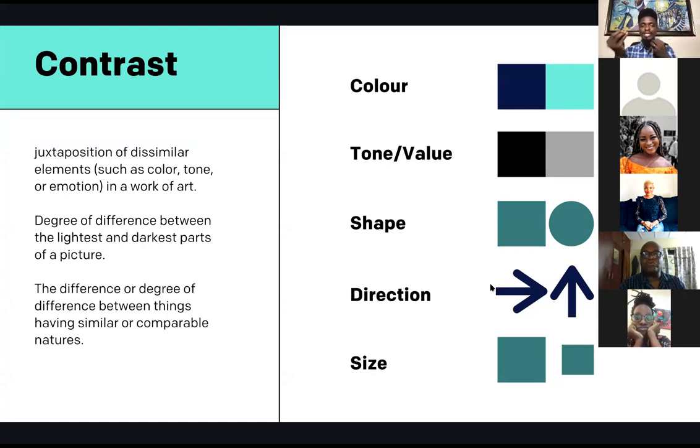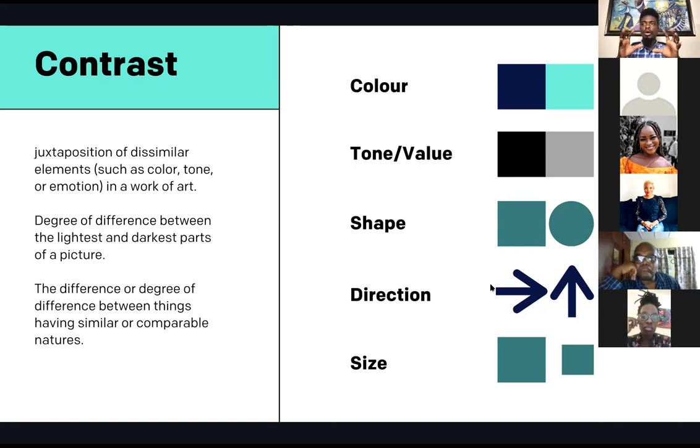It's about the degree of difference between the lightest and darkest parts if it's a picture, or, if they are basic elements, the degree of difference between the brightness of one element and the darkness of another. Typically it's the degree of difference between things that are similar or of comparable nature. For example, when I have 2 or 3 circles, they are similar in the sense that they have the same shape. But to make a degree of difference, I can make one big and the rest small. So I've made the big one large in contrast to the remaining ones. That's in terms of an element.